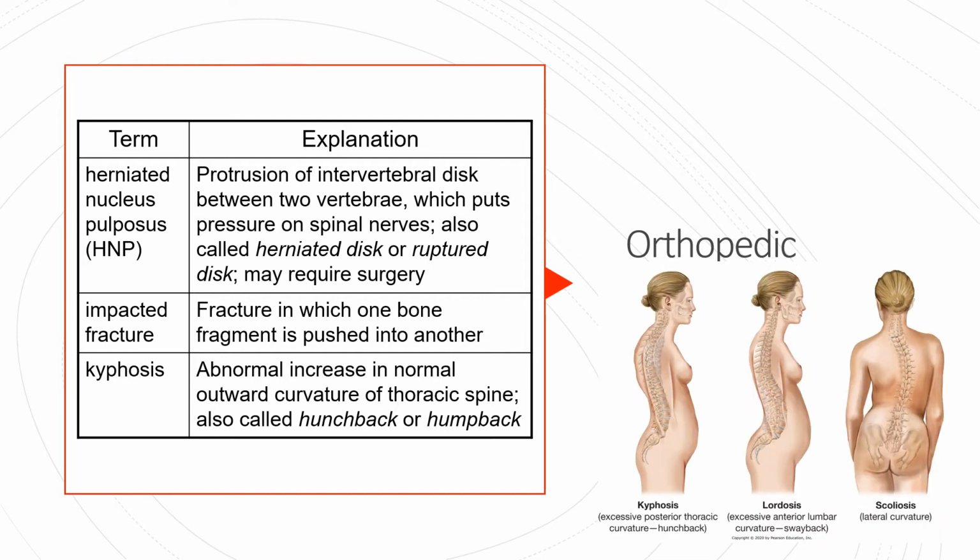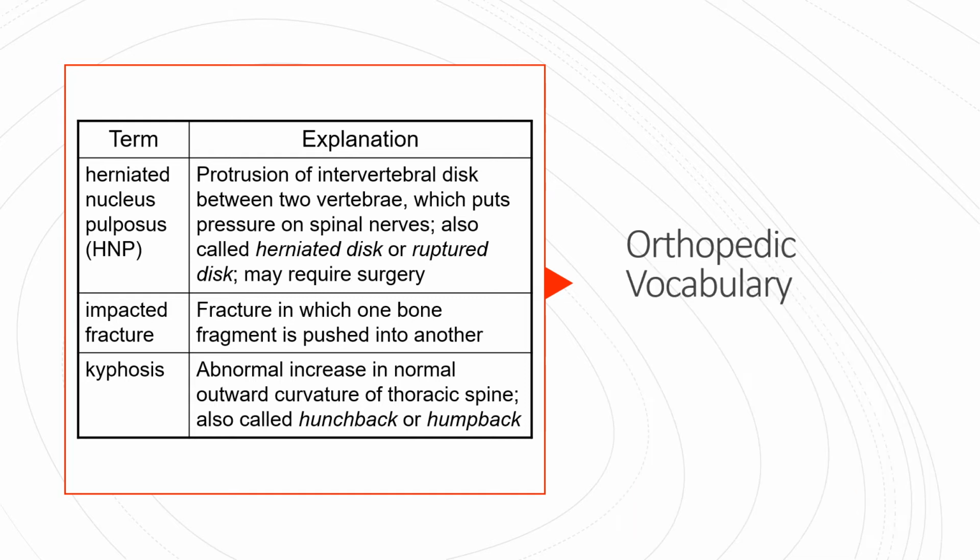Kyphosis is the abnormal increase in normal outward curvature of the thoracic spine, also called hunchback or humpback. So if you see here on the right, that outward curvature at the top, that would be kyphosis.